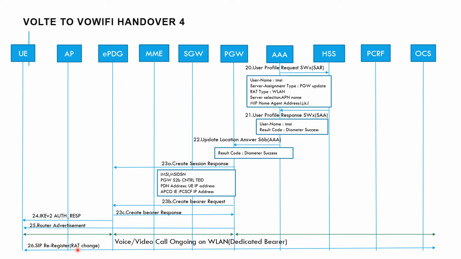So now the ongoing call is on the WLAN dedicated bearer, and then finally we have to send the re-register message to indicate to the PCSCF that there is a RAT change that has happened. So this is the complete call flow for the VoLTE to WoFi handover.